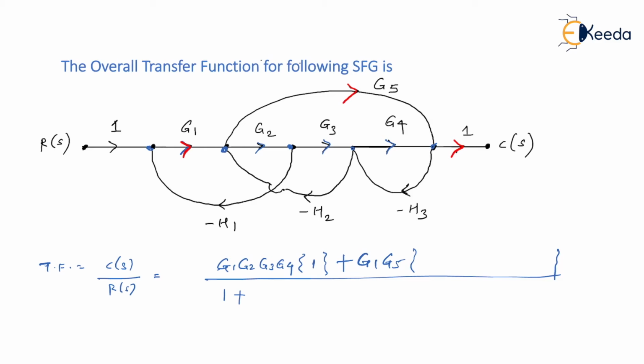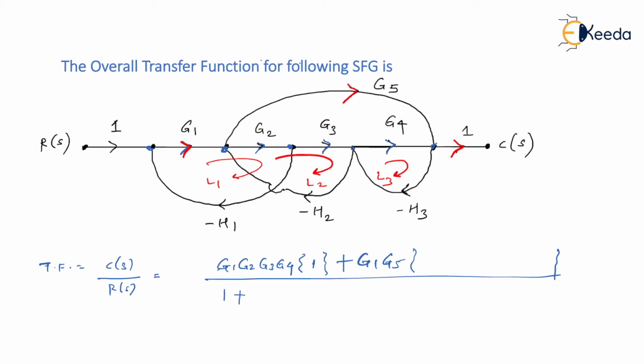So let us write delta now. So it is 1 plus. You have to sum all the loops together. Let us assume this one as loop number 1. This is loop number 2. This is loop number 3. So there are a total of 3 loops only. Am I right? So let us write.